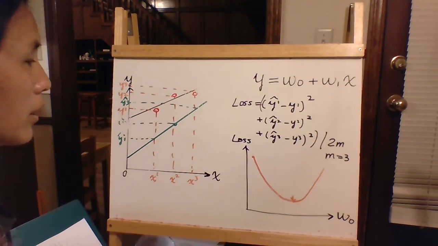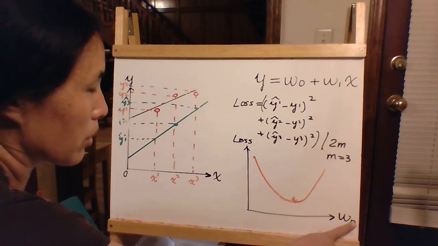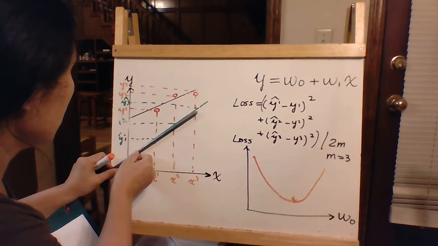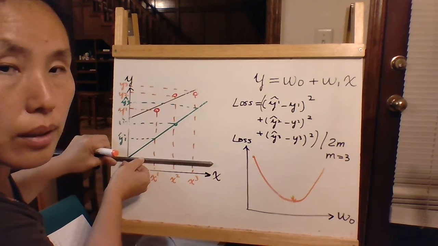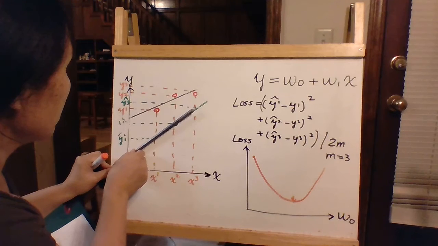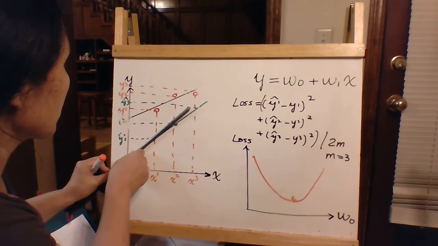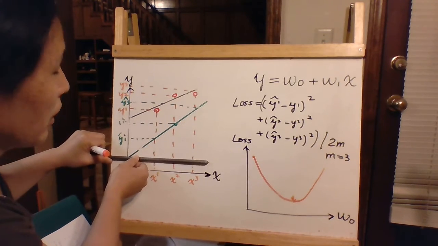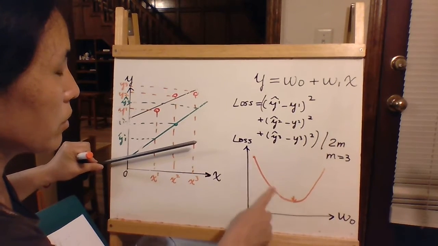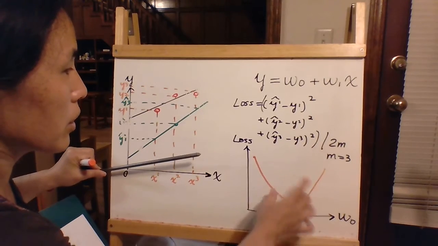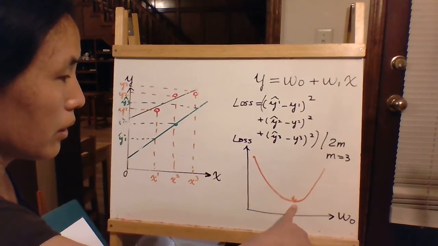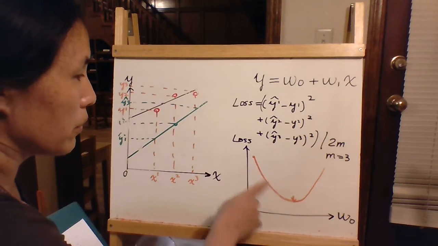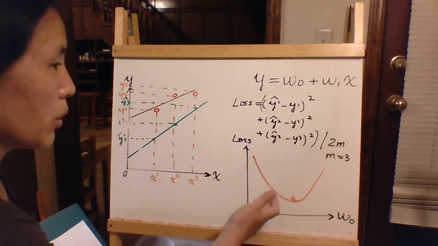Well, that's for W0. And it's also true if we change W0 to W1. That means we fix W0 and we tilt the line this way or that way. If we increase W1, then the line will go like this. If we decrease W1, then the line will go like this. Anyway, this curve will look similar. It will have a minimum value at some point, and either beyond that value or less than that value, the loss will increase.